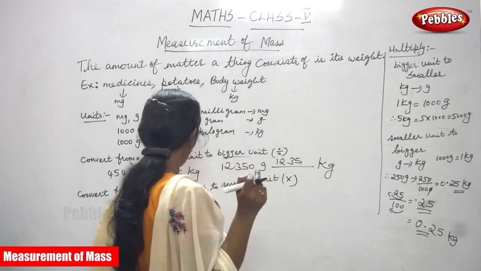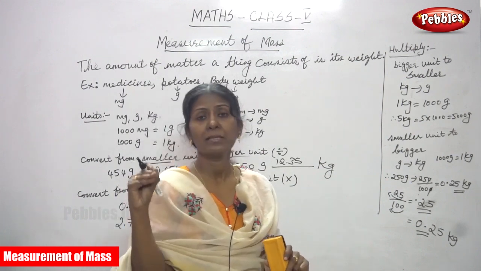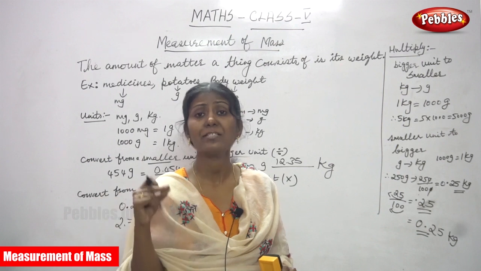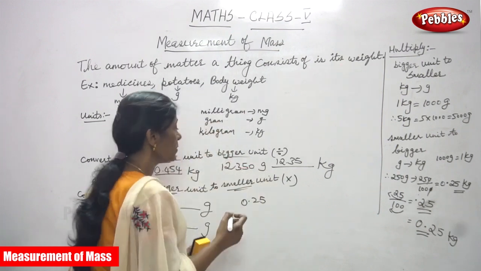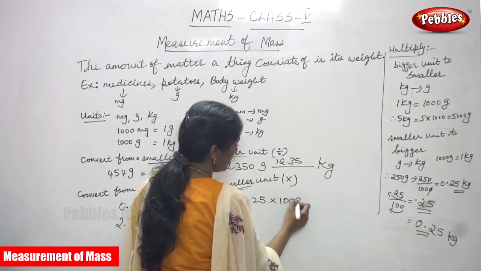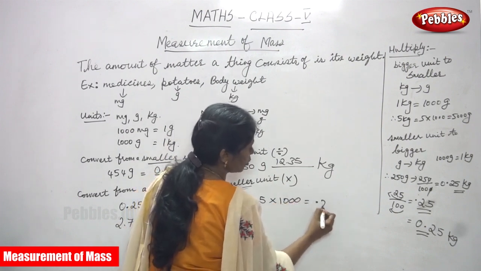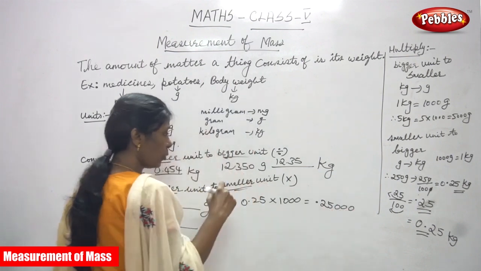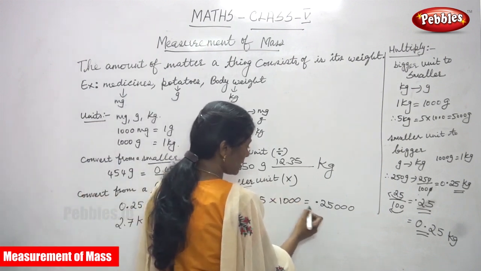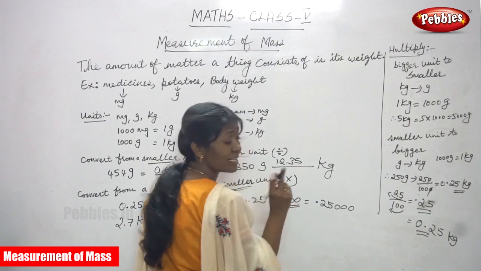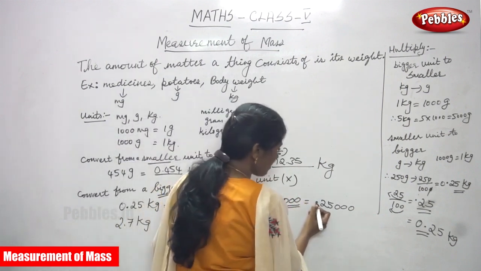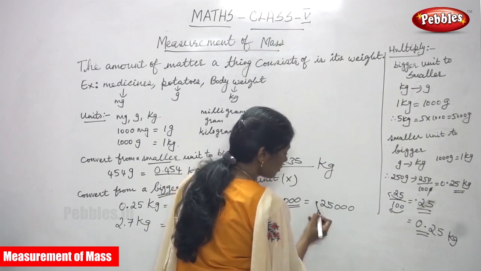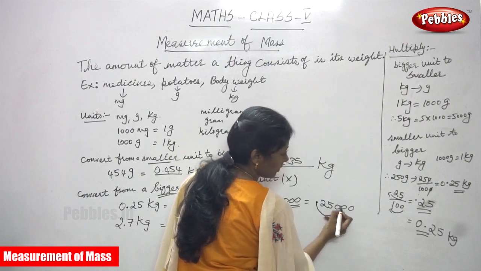Now they are asking 0.25 kilogram is equal to dash gram. What are you going to do? So 1 kilogram is equal to 1000 gram. That means you have to multiply by 1000. 0.25 into 1000. You write as it is 0.25. Then add how many zeros? 3 zeros, because 1000 has 3 zeros. Now move this decimal point 3 places to the right.